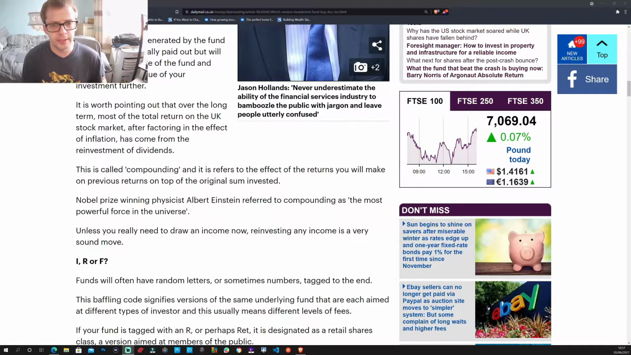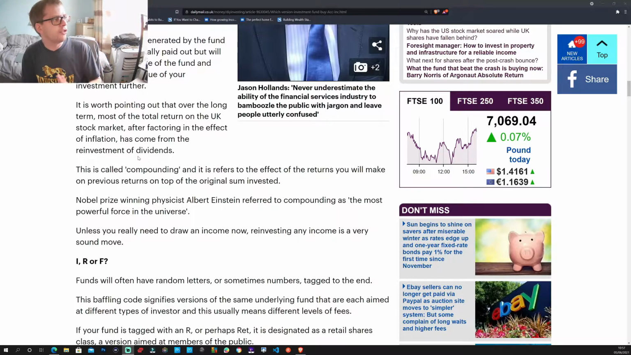It is worth pointing out that over the long term, most of the total returns of the UK stock market, after factoring in the effect of inflation, have come from the reinvestment of dividends. And that is very true, but you can still do that for yourself. I have a SIPP where I have the drip turned on, where it buys more into itself. It drips into itself, but I can turn it off when I'm older, and then I can start to draw down.